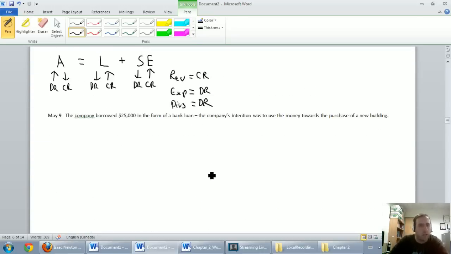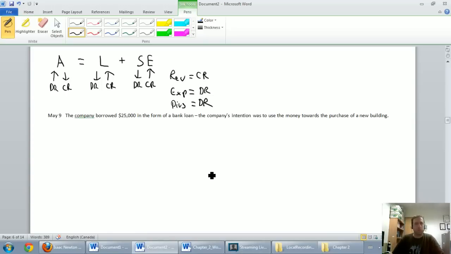Our next transaction is May 9th. May 9th, it says the company borrowed $25,000 in the form of a bank loan. The company's intention was to use the money towards the purchase of a new building. Now, this is an important point here, and kind of a red herring this question throws us.